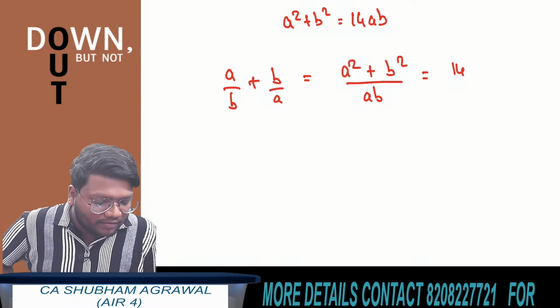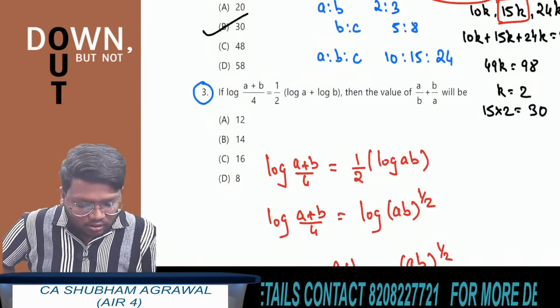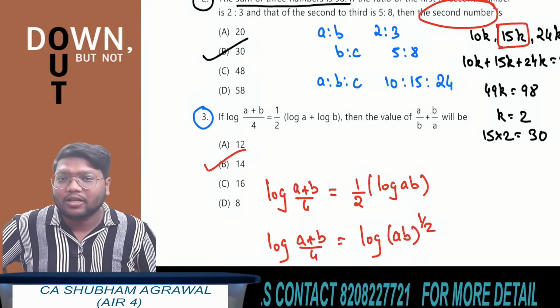A square plus B square, we can write it as what? 14AB. So 14AB divided by AB. This is equal to what? 14. Which option is correct? Option B. This question is very, very important.